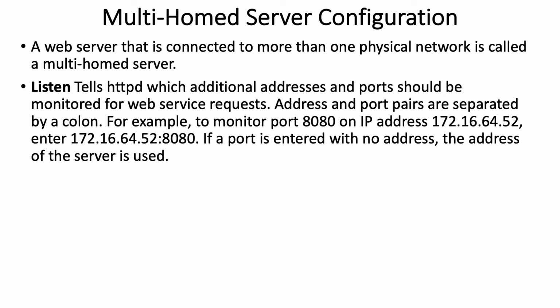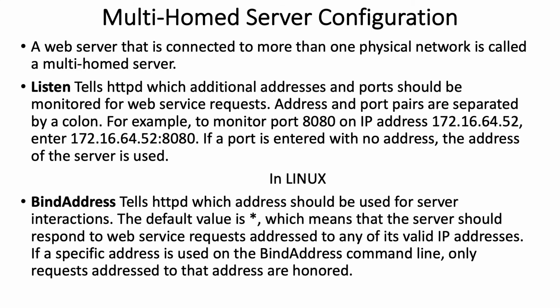So here we have the address, colon, and then the port. If a port is entered with no address, the address for the server is used. Bind address tells HTTPD which addresses it should use for the server interactions. The default value is star, which means that the server should respond to web service requests addressed to any valid IP address that it has.